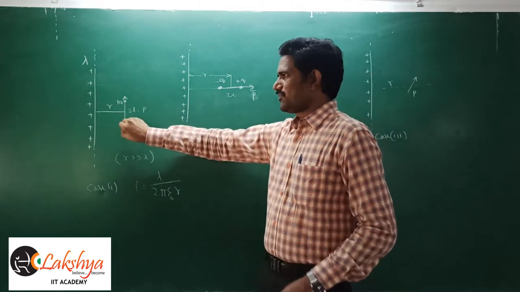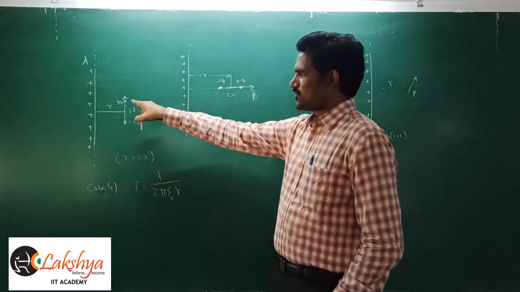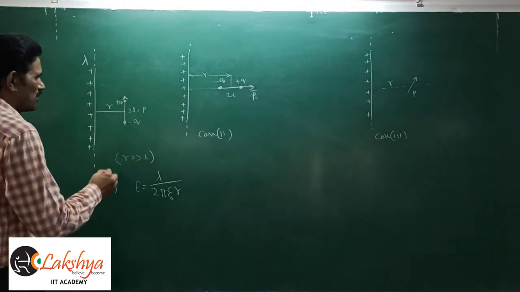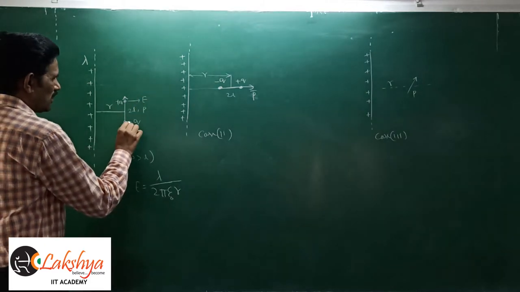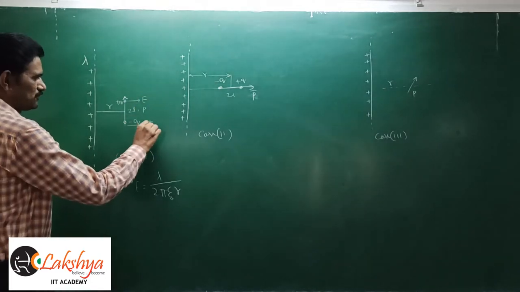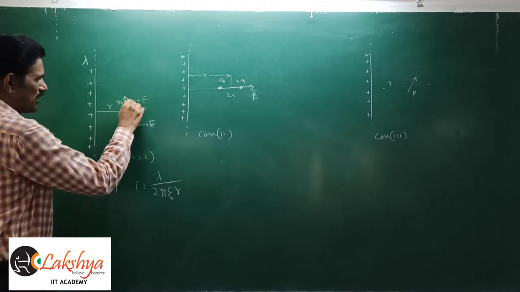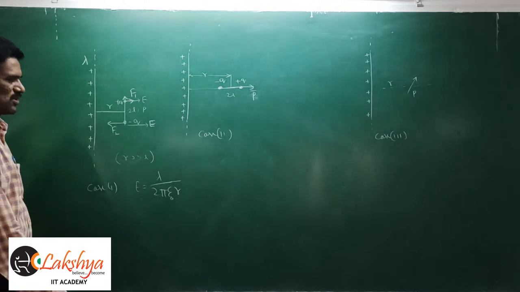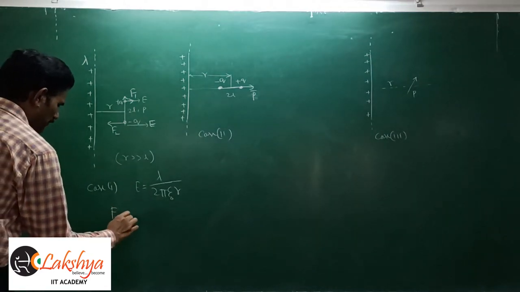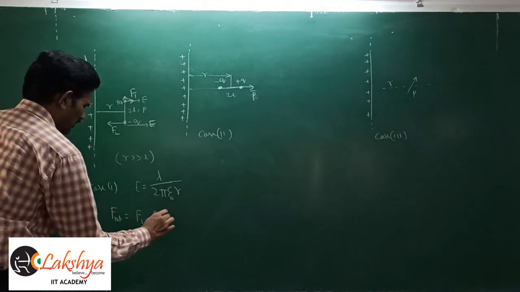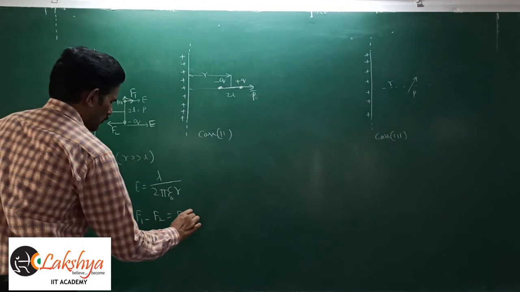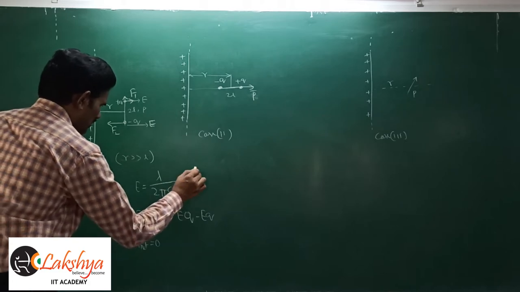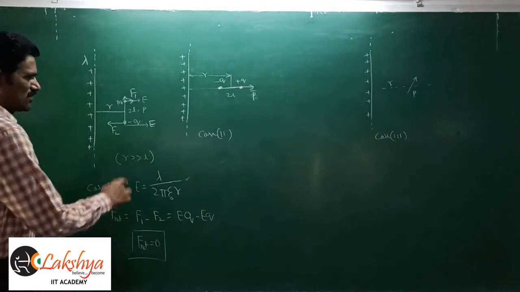Now here you can observe that the distance of this minus q from this line of charge is r, and the distance of this plus q from the line of charge is also r, so the electric field strength acting at the positive and negative charges will be the same. So here also E will be along this direction, and here also the same E will be along this direction. And so the force acting on the dipole will be F1 on the positive charge and F2 on the negative charge. Therefore the net force in this case is F1 minus F2, which is E into Q minus E into Q. E is the same, given by this expression. So the net force acting on the dipole is 0 in this case.